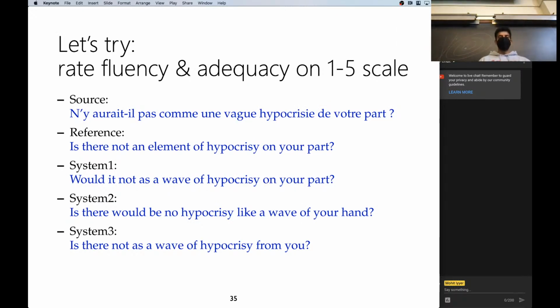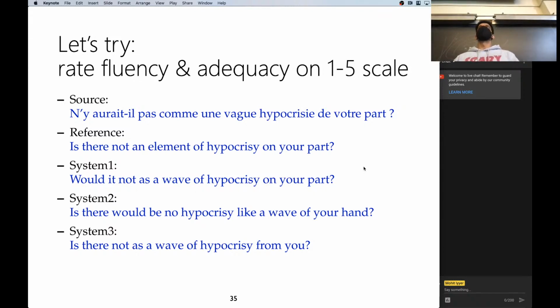So why don't we try this, just to show some of the potential issues. In this case, we'll look at the reference here, so you don't have to know French, but the reference is: there not an element of hypocrisy on your part? So we have 3 systems, and we're trying to rate them for adequacy and fluency. So let's do system 1. Would it not as a wave of hypocrisy on your part?